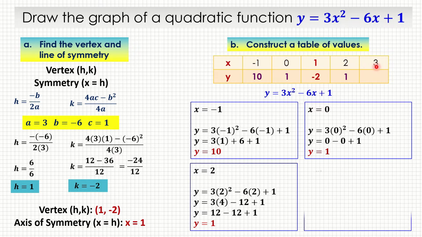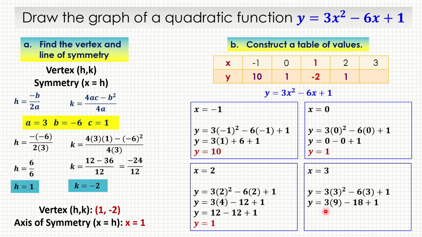So, let us have the last one. x is equal to positive 3. Substitute it to our equation. So, we have 3 times 3 squared minus 6 times 3 plus 1, which is equal to 3 times 9 minus 18 plus 1. And that one is equal to 27 minus 18 plus 1, which is equal to positive 10. Therefore, the last value of y is equal to positive 10.